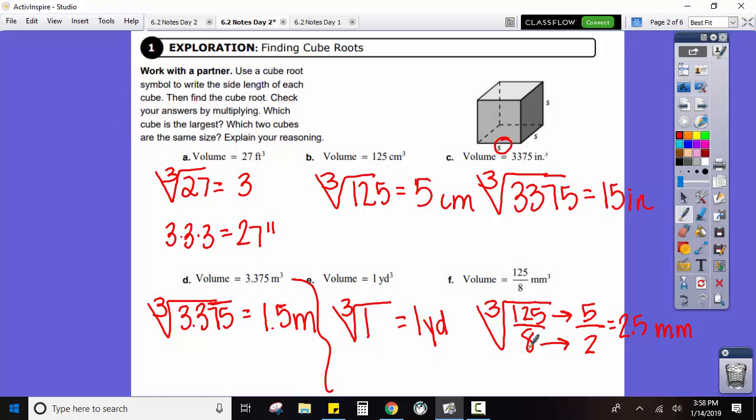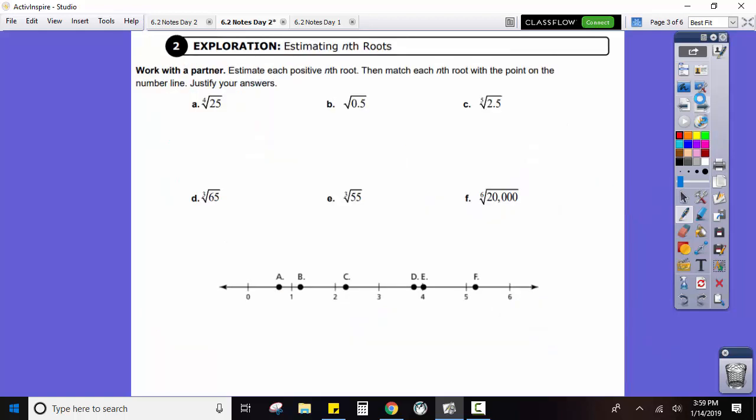Okay, you can go ahead and check your answers here, making sure that you found the correct cube roots. Don't forget your units. And move on to exploration 2.